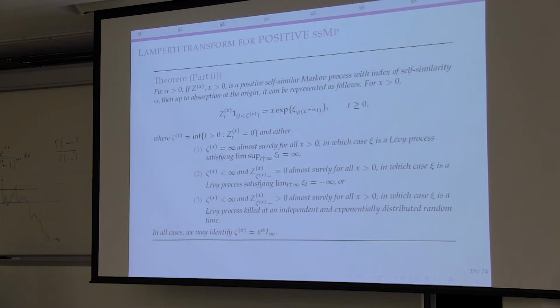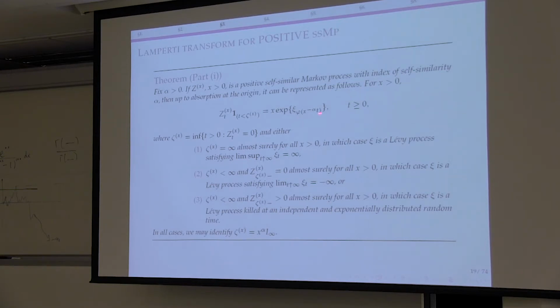So Lamperti's transformation said, if you manage to find a positive self-similar Markov process, so this is only about positive ones, it's not going to tell you the story of the full d-dimensional class. This is the half-dimensional class. If you give me a positive self-similar Markov process with index alpha, then I can find a Levy process of some type such that I can write the self-similar Markov process until it first hits the origin as its initial position e to the power xi with this time change.